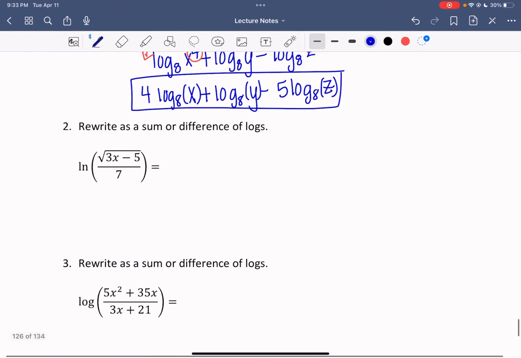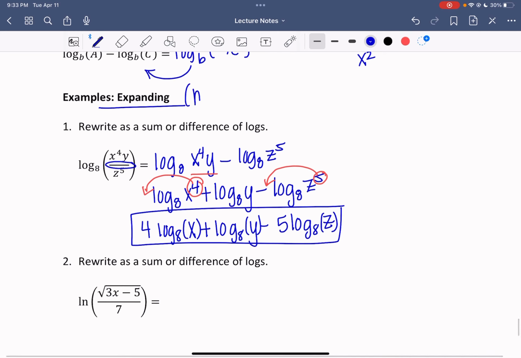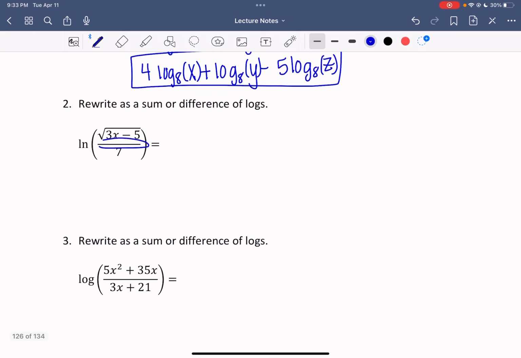It says rewrite as a sum or difference of logs, meaning I'm going to get rid of all the products and quotients or exponents. So maybe let's make that note here. At the end of this, you're going to have no products or quotients or exponents. That's our goal. So I'm going to first break apart this division. That gives me ln of the square root of 3x minus 5 minus ln of 7.